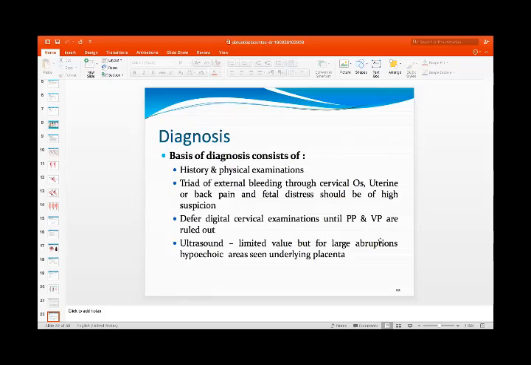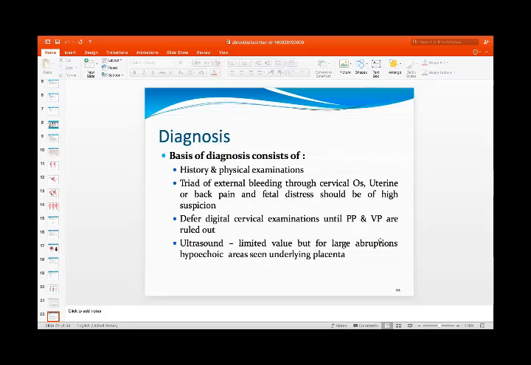How can we diagnose abruption? Abruption is a pure clinical diagnosis on the basis of history and examination. This triad of symptoms: external bleeding, uterine contractions or abdominal pain, and fetal distress. Whenever this triad of symptoms appears, you must suspect abruption. Digital or vaginal examination should not be done until placenta previa or vasa previa is ruled out.